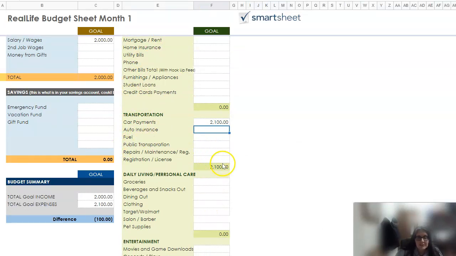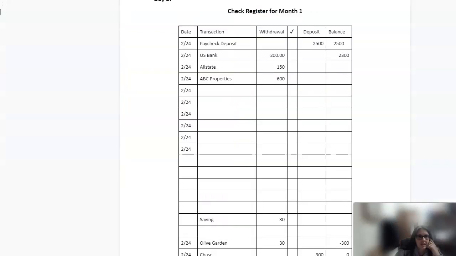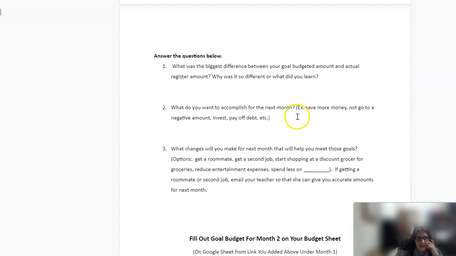Okay, and you should have differences. This is where if you just filled this out just like your register because you didn't do it ahead of time, you're not going to have much to talk about, and then you lose some points. So keep that in mind. Okay, so that's how you just add that. You just say, what is it, and why was it so different, or what did you learn about that?